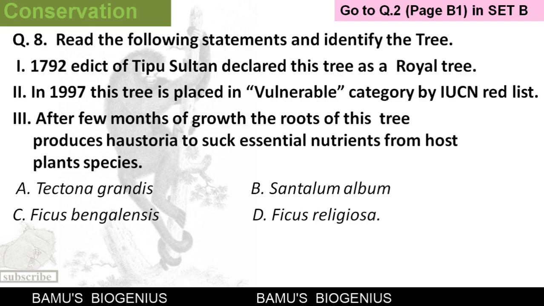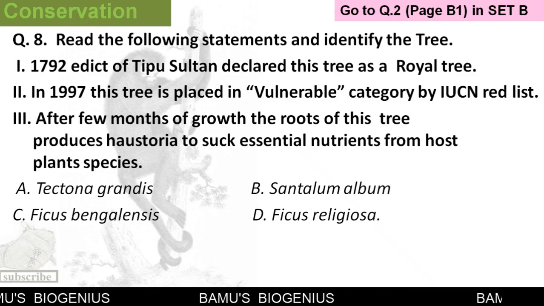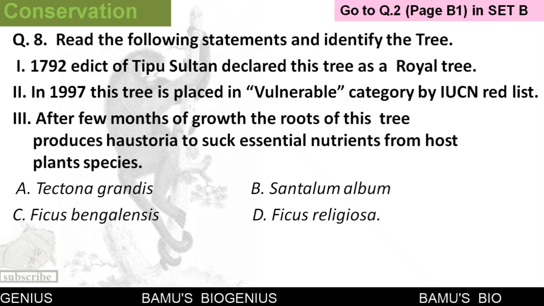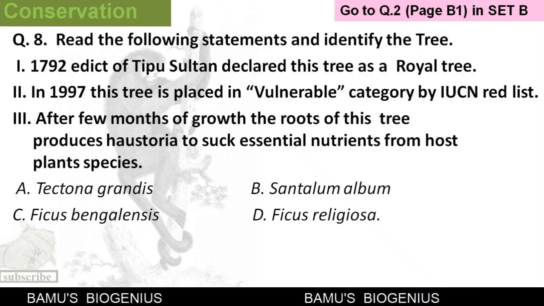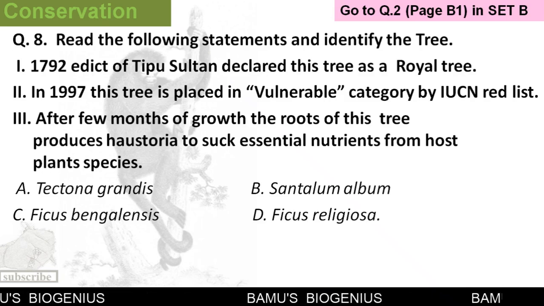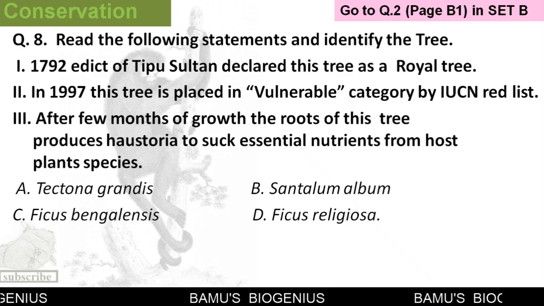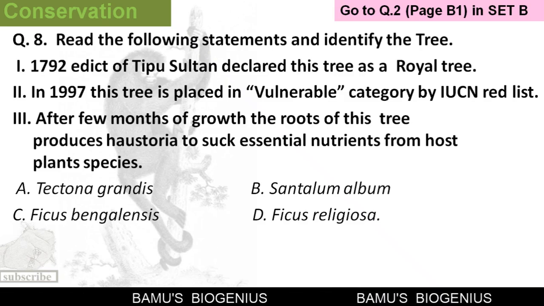Then question number 8 is from conservation. In set B, it will be question number 2. Read the following statements and identify the tree. Number 1, a 1792 edict of Tipu Sultan declared this tree a royal tree. Number 2, in 1997 this tree was placed in the vulnerable category by the IUCN Red List. Number 3, after a few months of growth, the roots of this tree produce haustoria to suck essential nutrients from host plant species. Options are A. Tectona grandis, B. Santalum album, C. Ficus bengalensis, and D. Ficus religiosa.